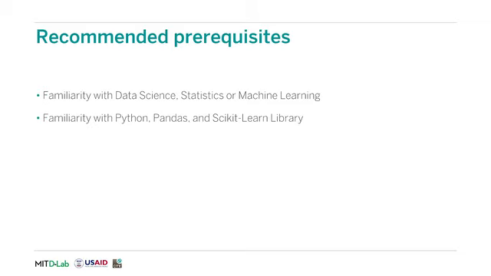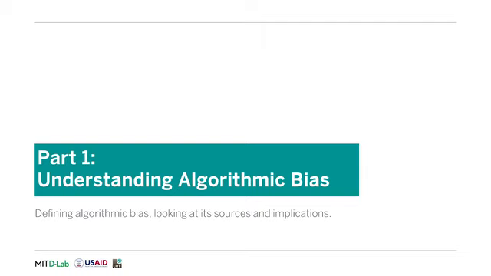Recommended prerequisites for this module are familiarity with the fields of data science, statistics, or machine learning, and familiarity with the programming tools that we'll be using. These are Python, Pandas, and the scikit-learn library. In part 1 of this module, we will start by understanding algorithmic bias. We will define it and look at its sources and implications.